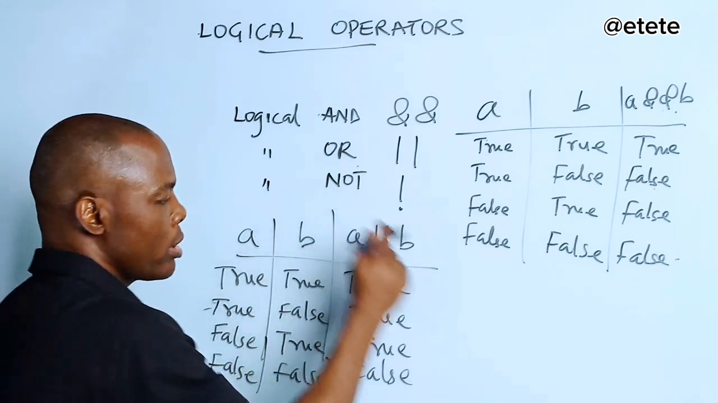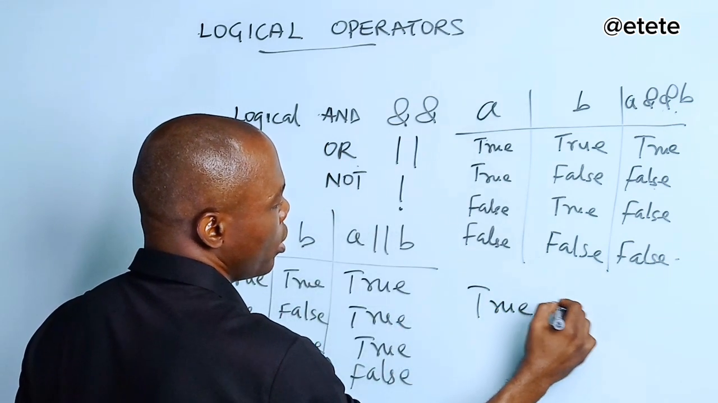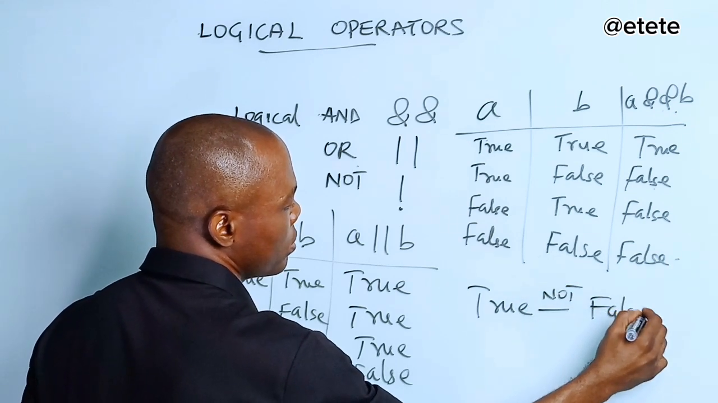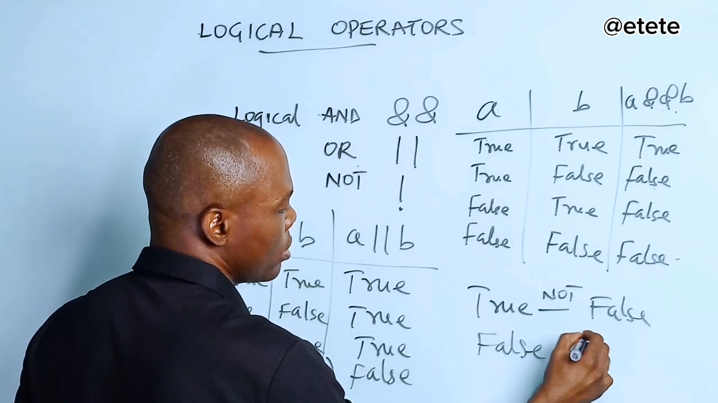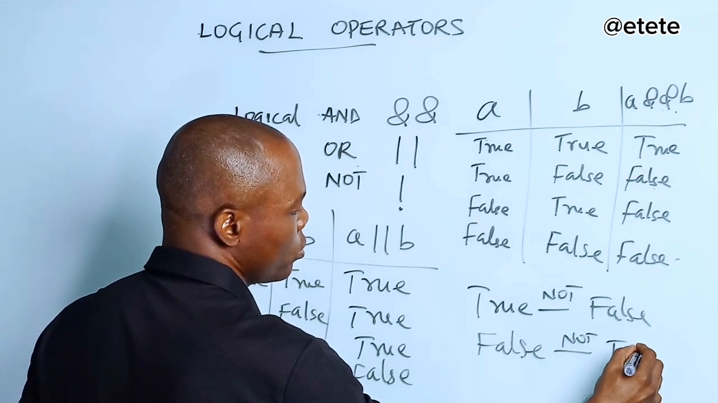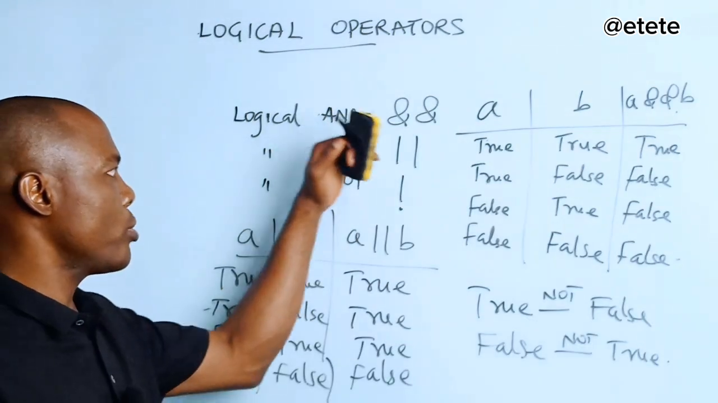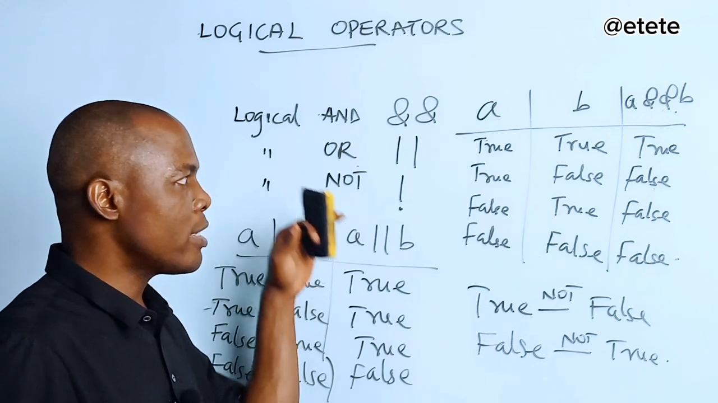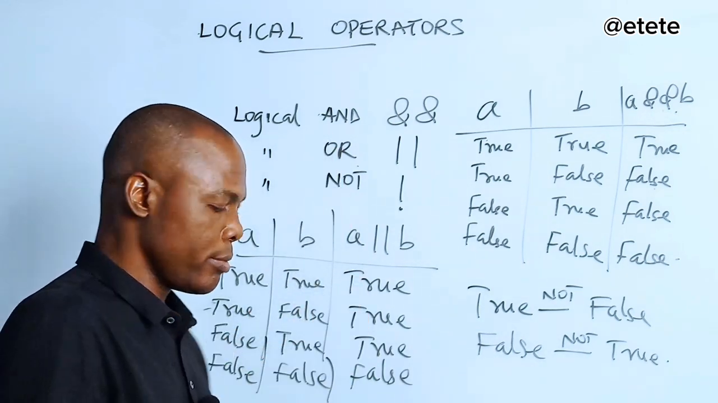Whereas with NOT, if this is true, then NOT will convert it to false. If this is false, NOT will convert it to true. So that is basically what logical AND, logical OR and logical NOT do. So let's write a simple program that will operate this.